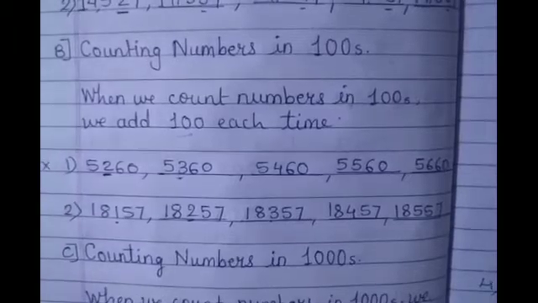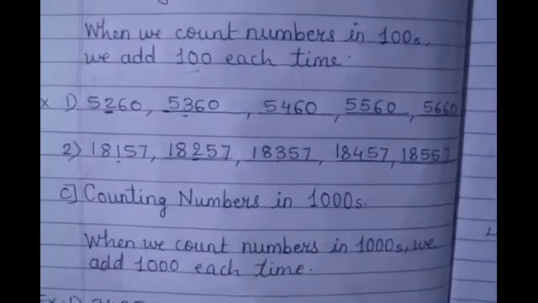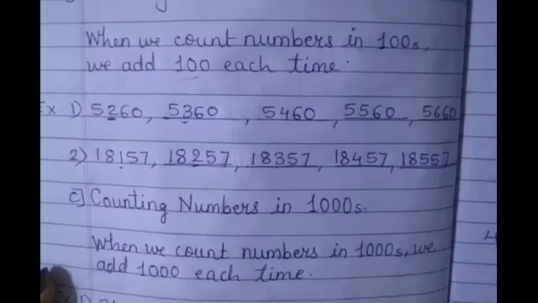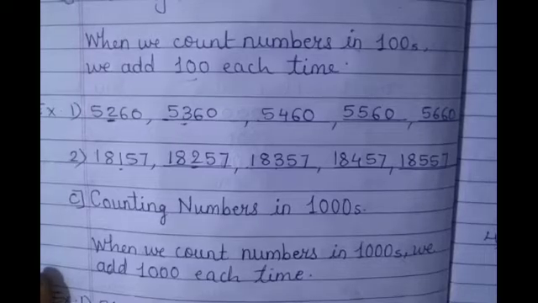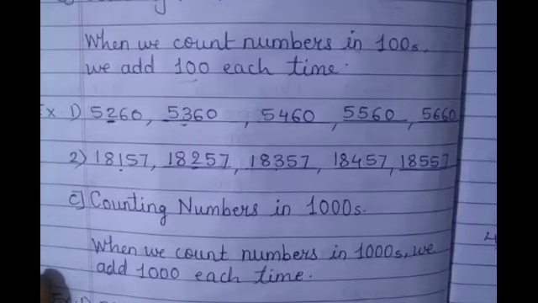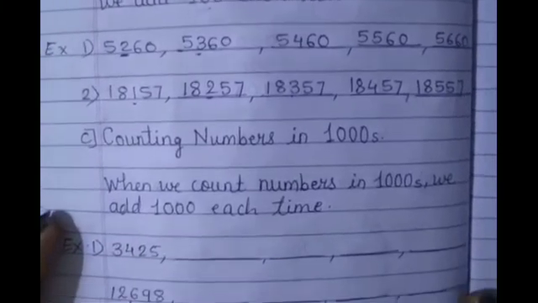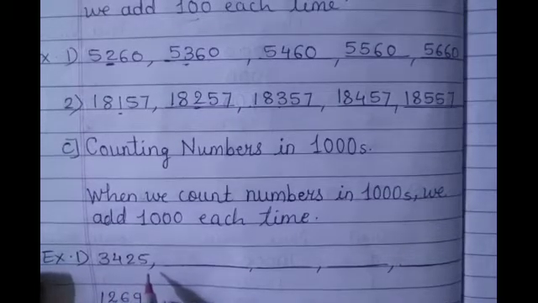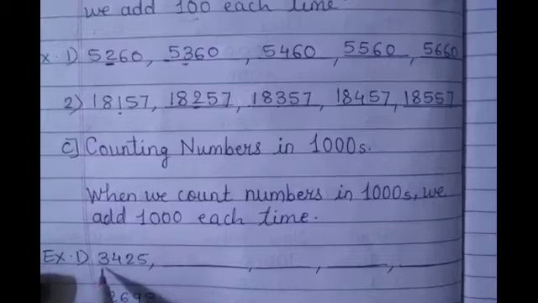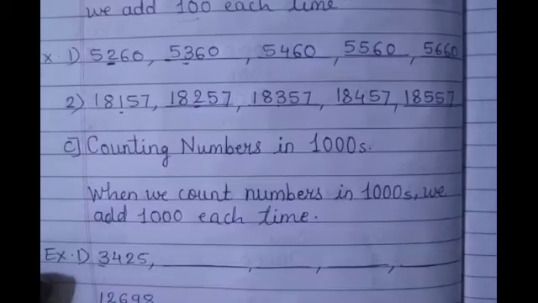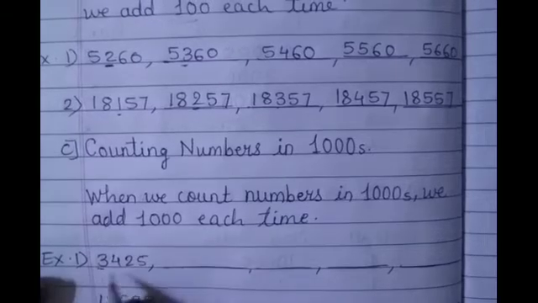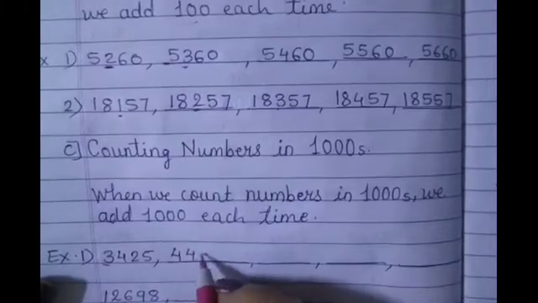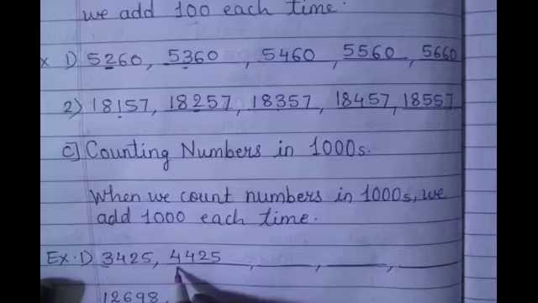Now next is counting numbers in thousands. When we count numbers in thousands, we add 1,000 each time. So simply we are going to change the digit which is present at thousands place. So here the example is 3,425. So which number is at thousands place? It's 3. So we'll be changing it. We'll be adding 1 into it. So 3 and 1 is equal to 4. So 4,425.